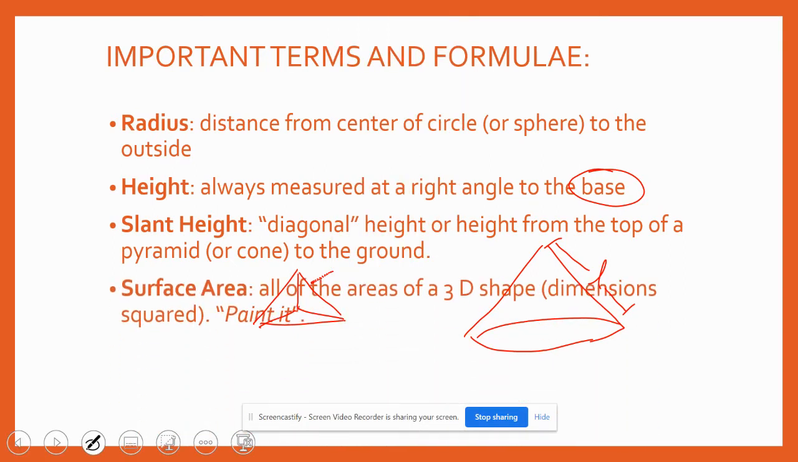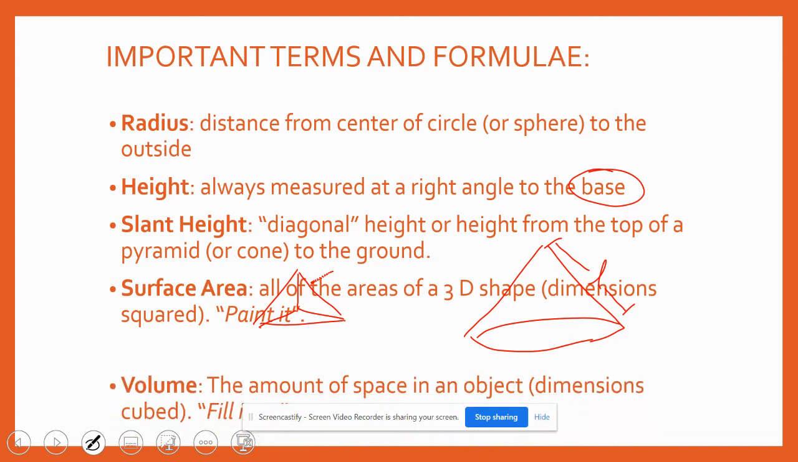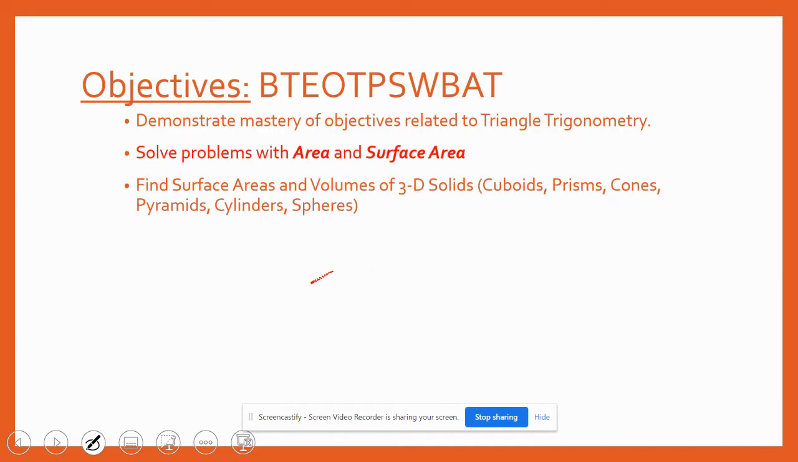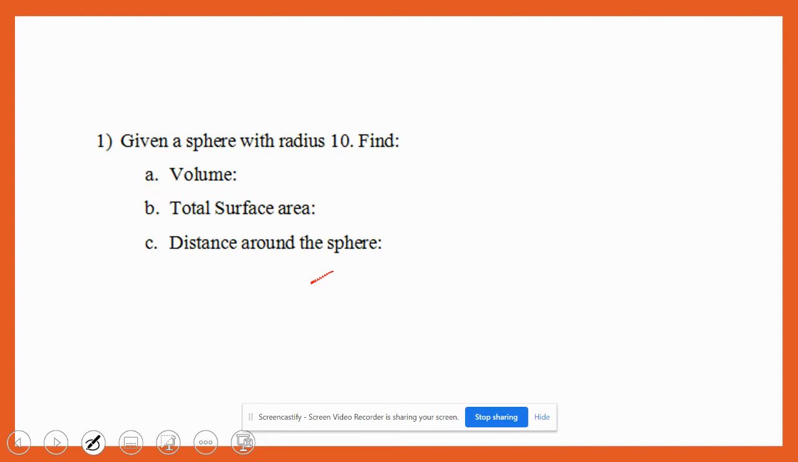Surface area, if you were going to paint something, it's the outside. Pay attention to whether you're painting the top or bottom, or whether you're open or closed. That does change the value. And then volume is if you were going to fill something up. That doesn't change whether it's open or closed. Okay, so we're going to do some basic ones. These are kind of from the prior learning.